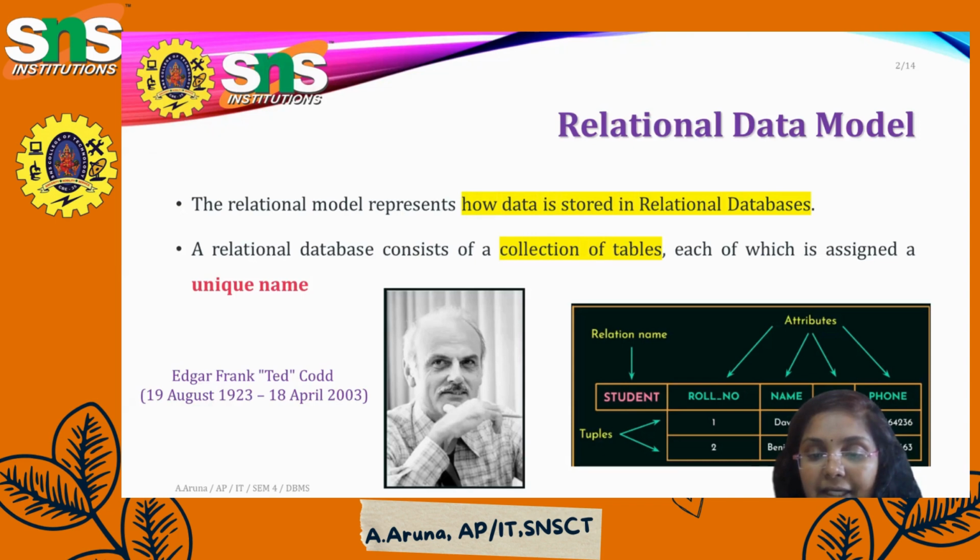A table can contain two things: one is attributes, another one is tuples. A tuple is nothing but the values for the attributes, and we can call them tuples. So in this particular example, this is the relation.